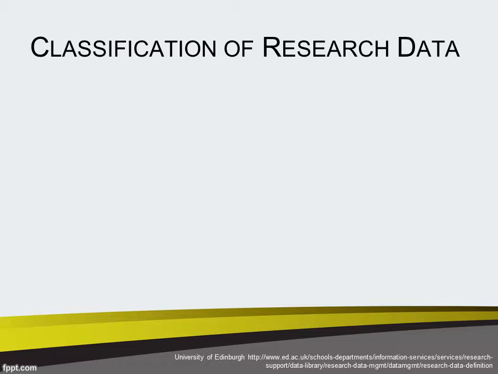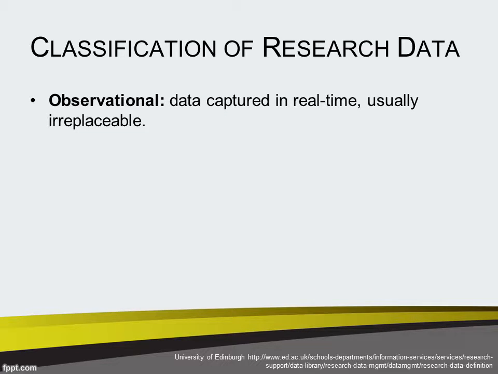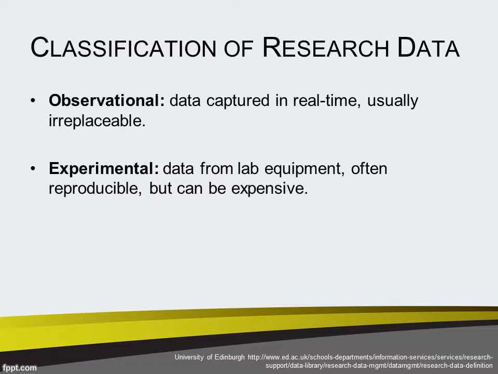So, classification of research data. Research data can be generated for different purposes and through different processes. The first one is observational. Data captured in real time, usually irreplaceable. Examples: sensor data, survey data, sample data, or brain or neuro images.